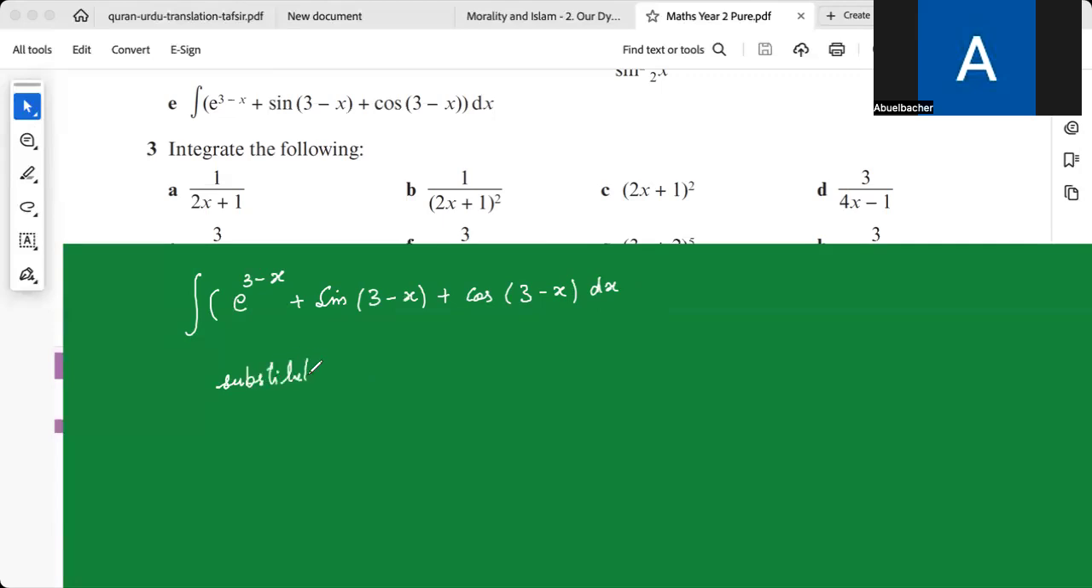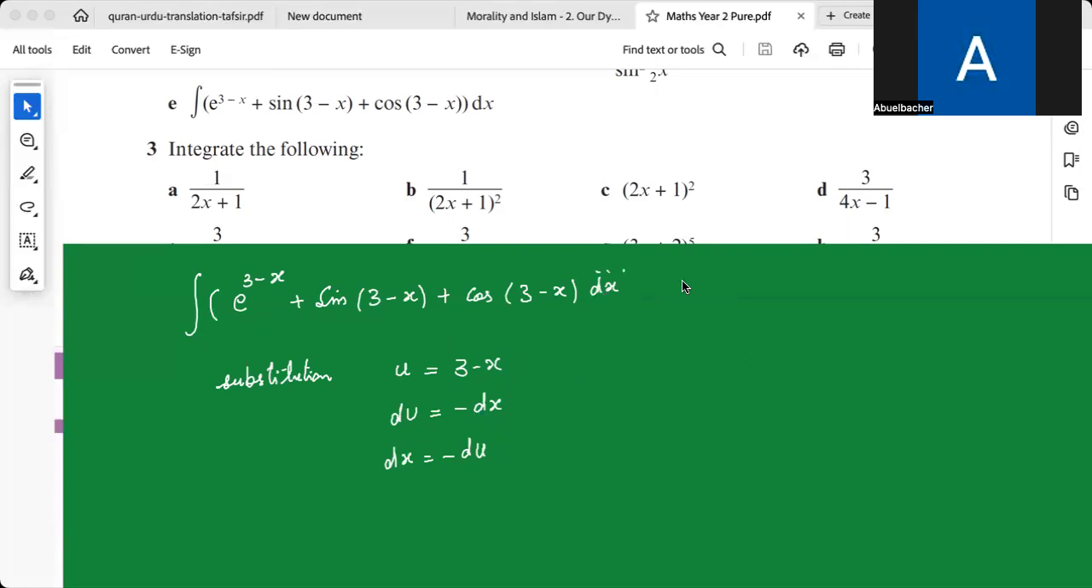substitution. Meaning that you are going to consider that u is equal to 3 minus x. Now, if we take the derivative, du is equal to negative 1 into dx. So it means that dx is equal to negative du. Now let's apply this on our integral.